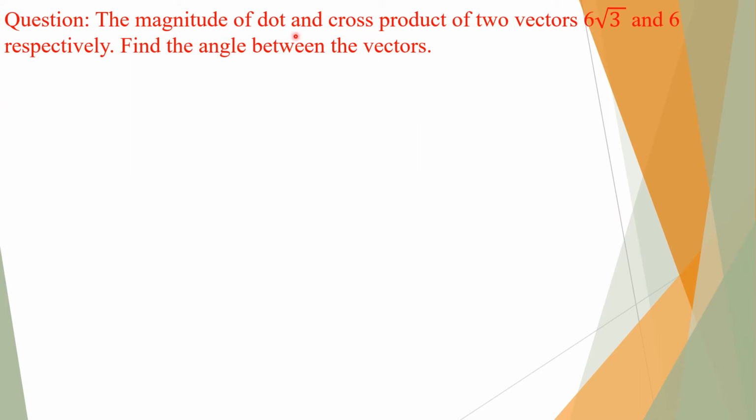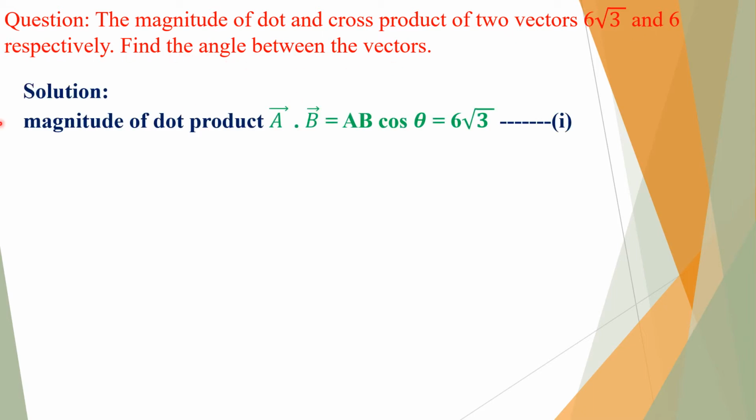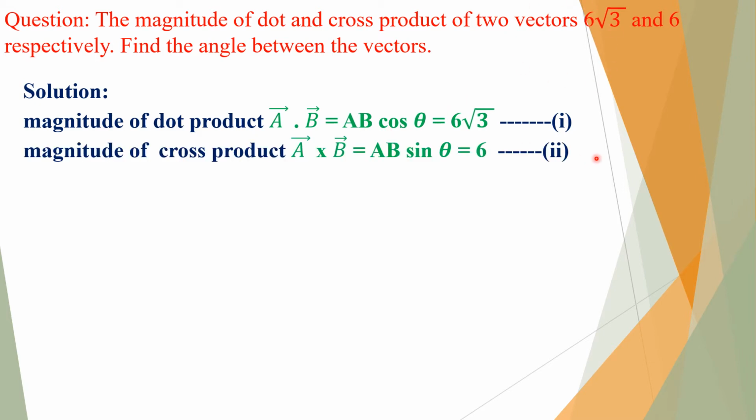The magnitude of dot and cross product of two vectors are 6 under root 3 and 6 respectively. Find the angle between the vectors. Magnitude of dot product a dot b is equals to ab cos theta. That is equals to 6 under root 3. Let's say it equation number 1. And magnitude of cross product a cross b is equals to ab sin theta, and that is given as 6. So ab sin theta is equals to 6.